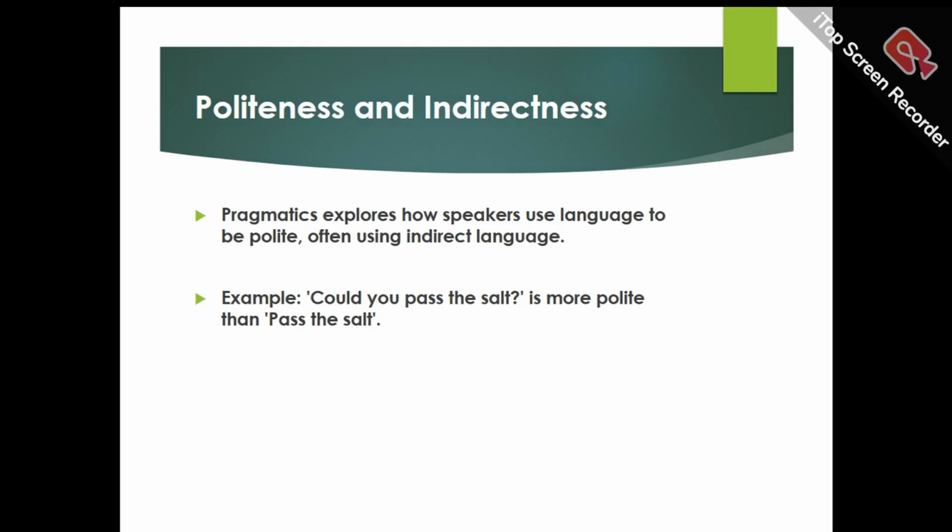Politeness and indirectness. Politeness and indirectness in pragmatics refer to how speakers use language to show respect and maintain social harmony. Often, this involves using indirect language to soften requests or commands. For example, saying, "Could you pass the salt?" is more polite than directly saying, "Pass the salt," because it adds a level of courtesy by framing the request as a question rather than a command. Indirectness allows speakers to avoid sounding too forceful or rude, especially in social situations where maintaining positive relationships is important. Pragmatics examines how these strategies are used to navigate social interactions effectively.